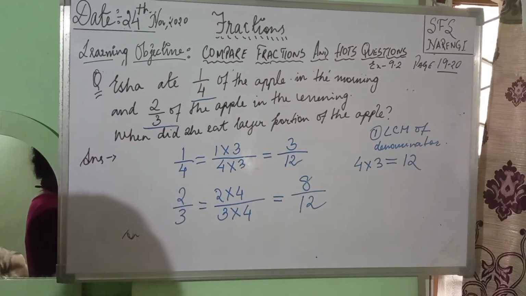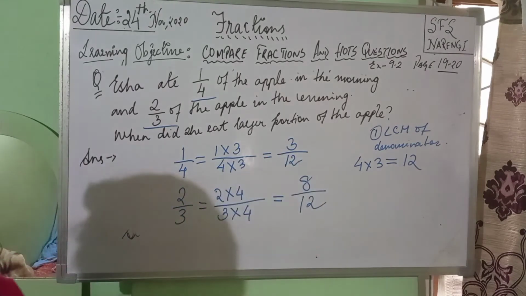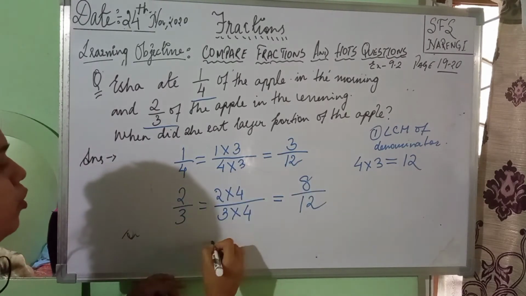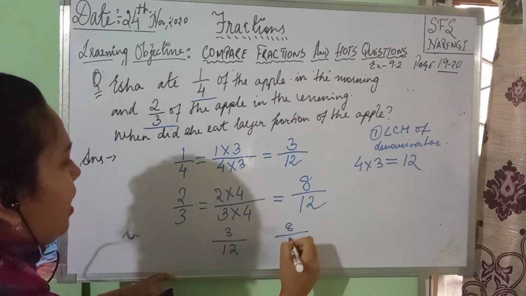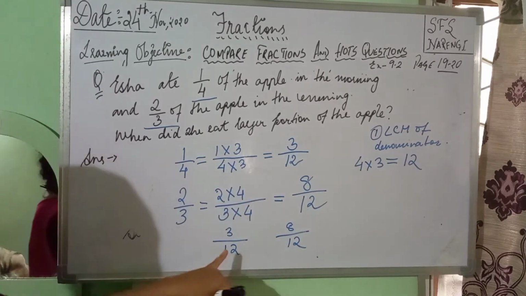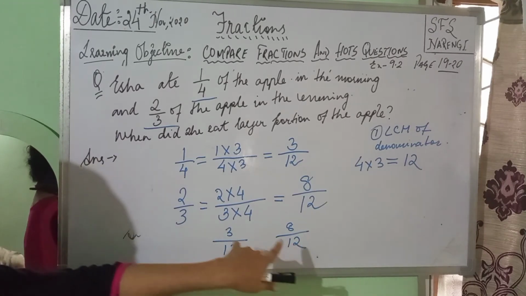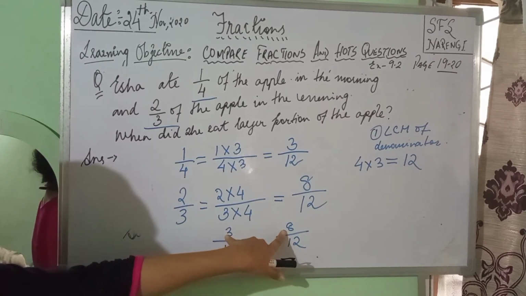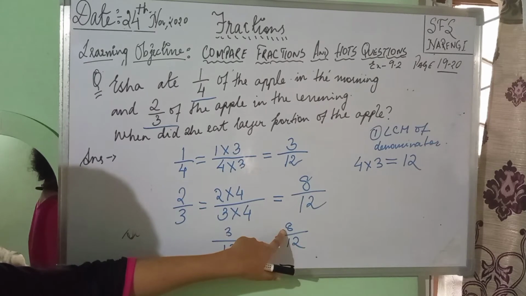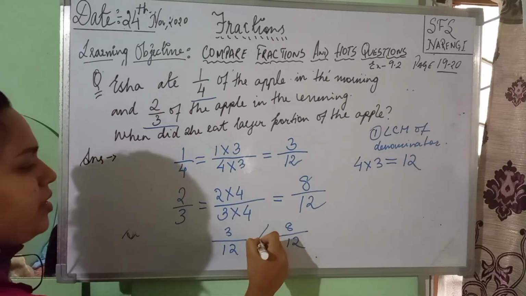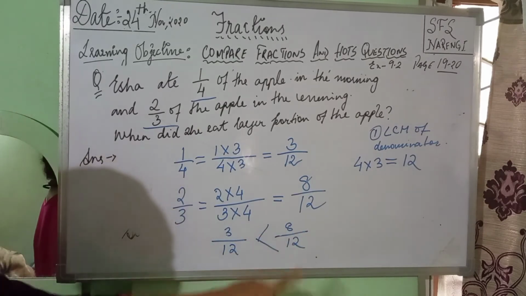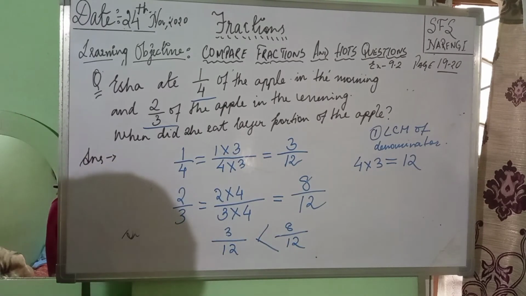1/4 can also be written as 3/12. Okay. So now I have two fractions, 3/12 and 8/12. The denominators are the same. Look at the numerators. Which is greater, children? Is 3 greater than 8? No. 8 is greater than 3. Since 8 is greater than 3, I can say 8/12 is greater than 3/12.